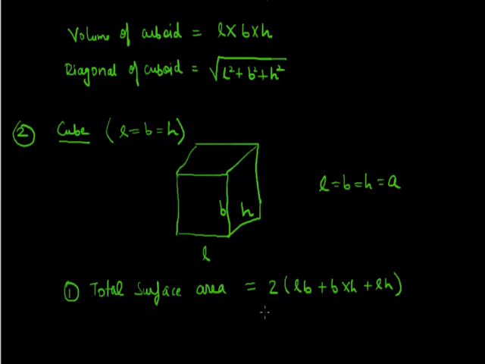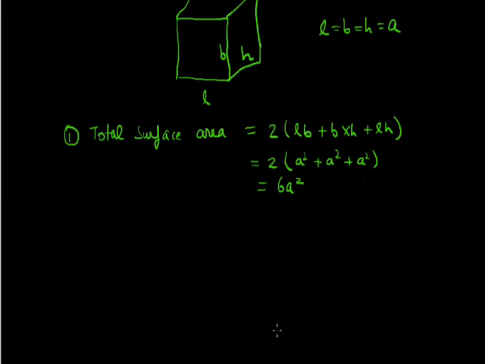So this is the total surface area of the cuboid, and as we know that length, breadth and height are equal in a cube, and we have taken it as A, it will become twice of (A square plus A square plus A square). So it will become 2 into 3A square. So it will give us the total surface area, that is 6 A square. So this is the total surface area of the cube.